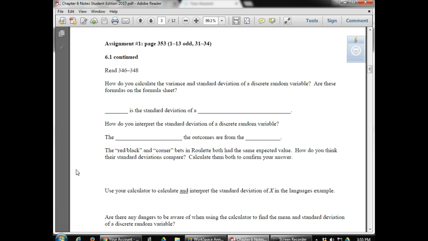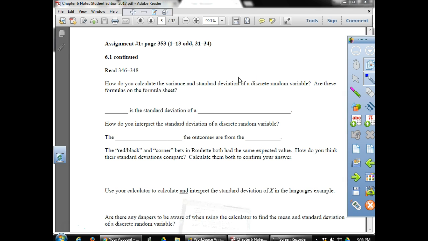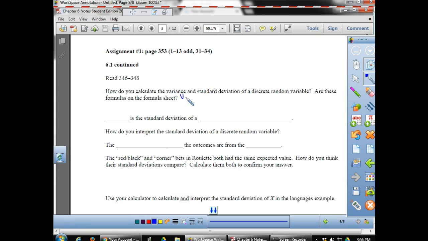So yesterday we learned about the mean of a random discrete variable, and today we're going to learn about variance. So how do you calculate the variance and standard deviation of a discrete random variable? Are these formulas on the formula sheet? And the answer is yes, the variance is on the formula sheet. And then the standard deviation is just the square root of that. So that's how you're going to find the standard deviation.